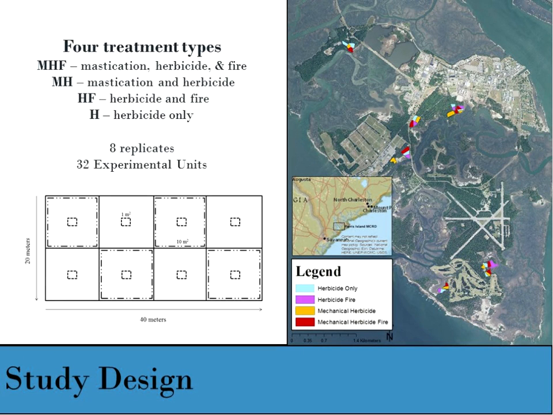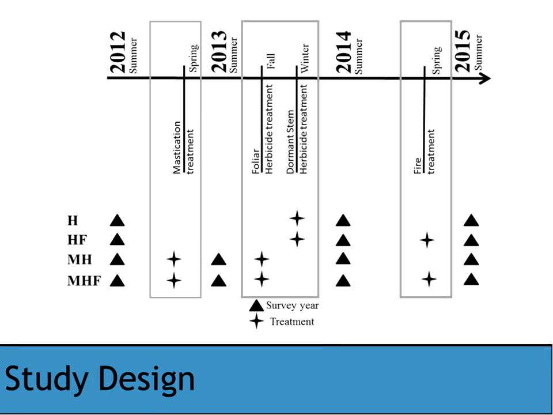And so just to give an overview of the study design, I'm not going to get into too much detail into the statistics or how we operated the study. If you have any questions about that, you can certainly contact me later. So we have those 4 treatment types: the mastication, herbicide, and fire; mastication and herbicide; herbicide and fire; and then herbicide only. We had 8 replicates, and so that resulted in 32 experimental units that were actually placed throughout Parris Island.